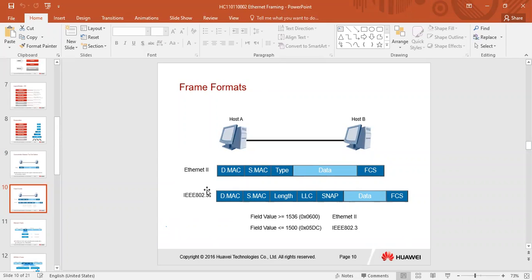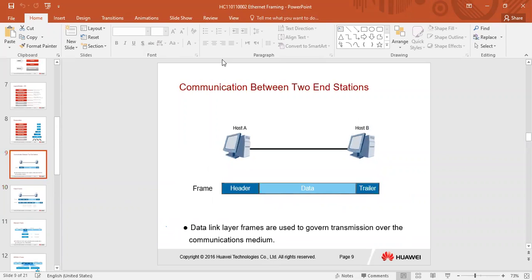In Ethernet 2, at the header, suppose it is the header. I will draw it, as it is the header and it is the trailer.